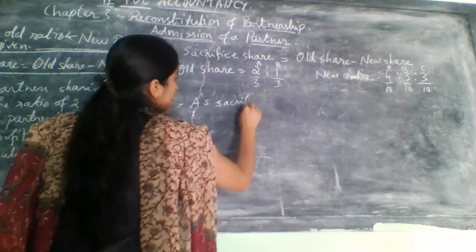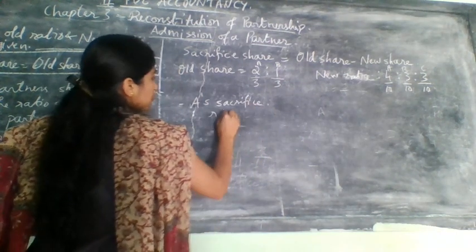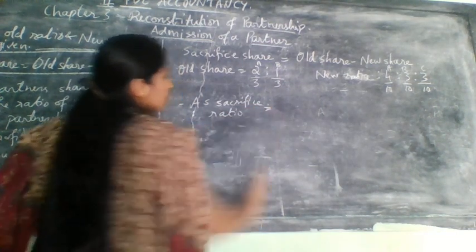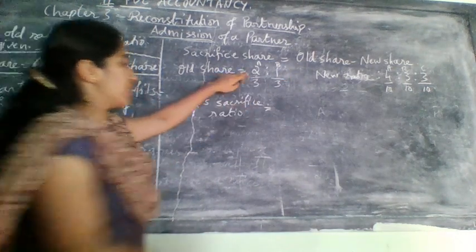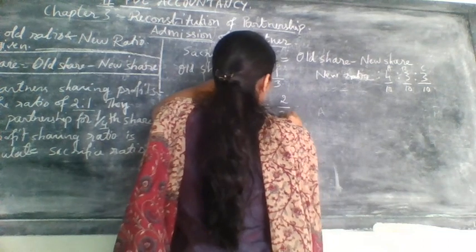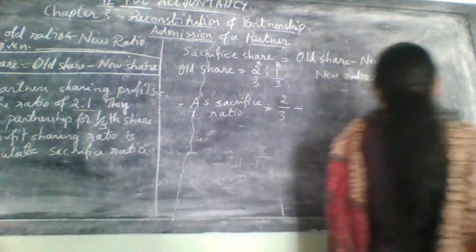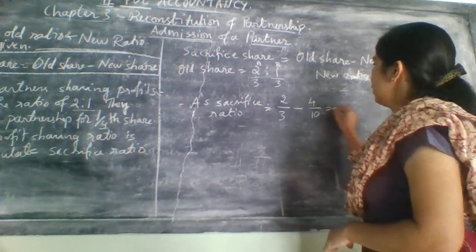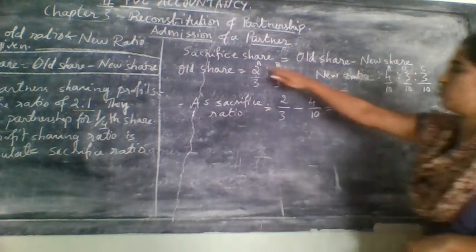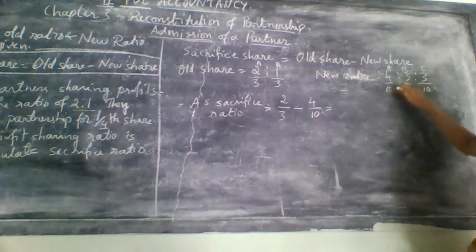Now, first I will calculate A's sacrifice ratio. A's sacrifice ratio. What do you need to do now? Old ratio minus new share. Old ratio is how much? 2/3 minus his new ratio, which is 4/10. How much? 2/3 and 4/10.